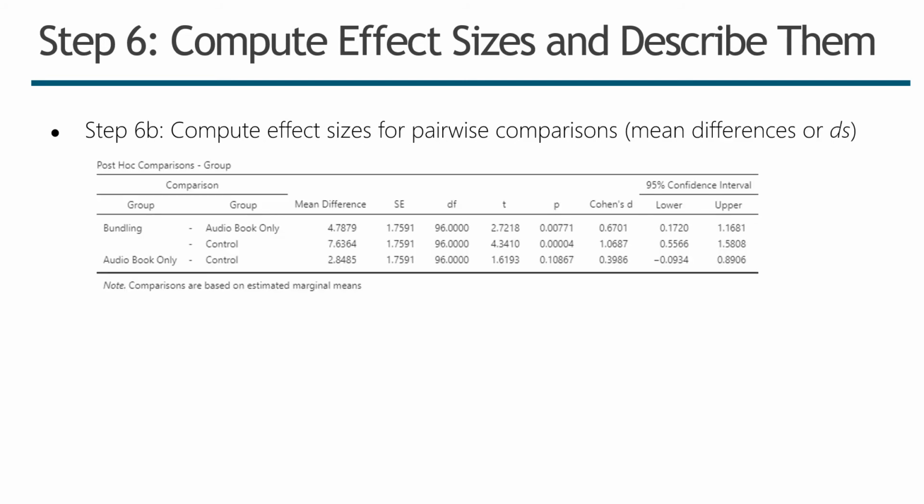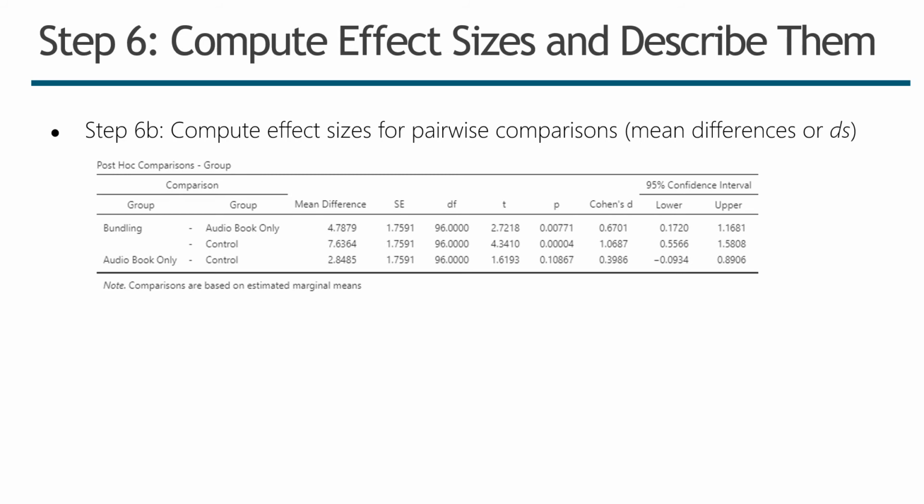All right, so in addition to this overall ANOVA effect size, what we really want to do is describe the size of the effects when we're comparing each group to the other groups. So if we start by looking at this bundling group compared to the audiobook only group, we can see that the mean difference in raw score units is 4.79 days. That's a pretty big difference, right? 4.79 days in a month is quite a bit more visits to the gym. Cohen's d for that comparison is 0.67. So that's also a medium to large-ish effect, right? It's a fairly large difference.